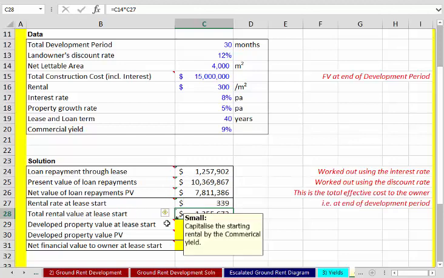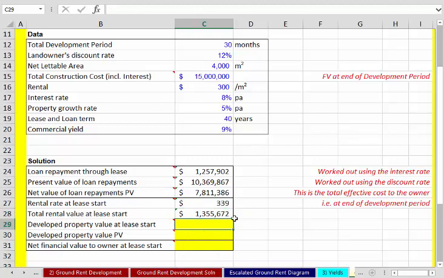From that we can work out the developed property value at the start of the lease. We're going to do that by capitalising the rental. We're going to consider this, by the way, as a net rental. Again, in a real case you might want to put more colour into that. We're going to take the rental and divide that by the commercial yield. So that means the property is now worth $15.063 million. That's at the point of the lease start.